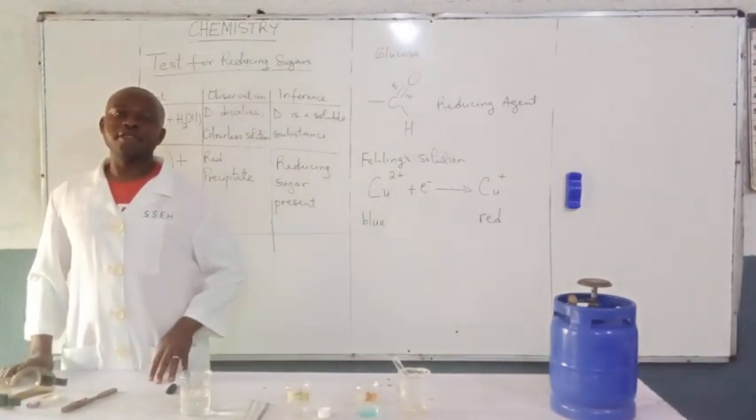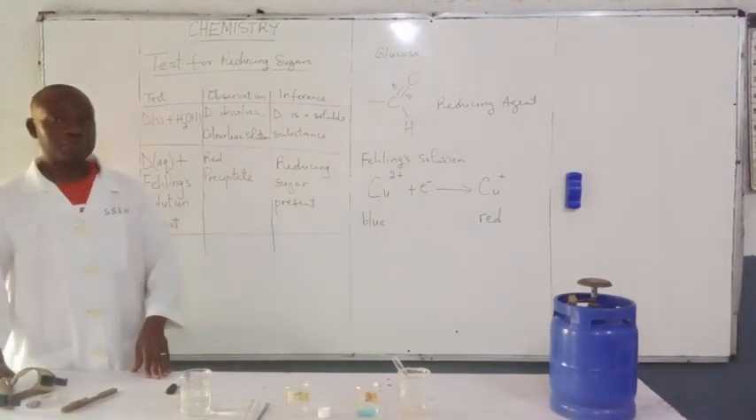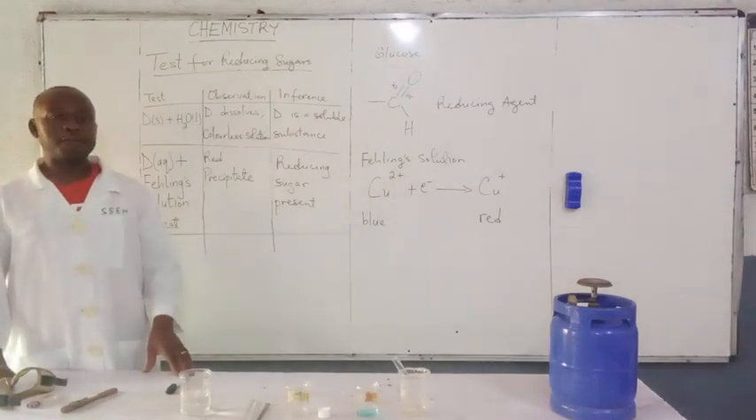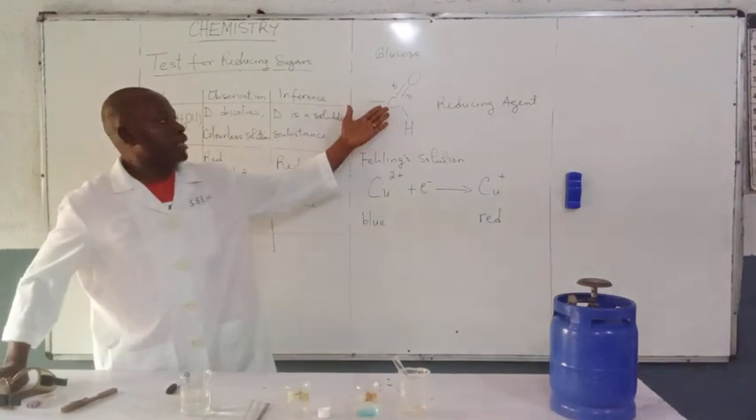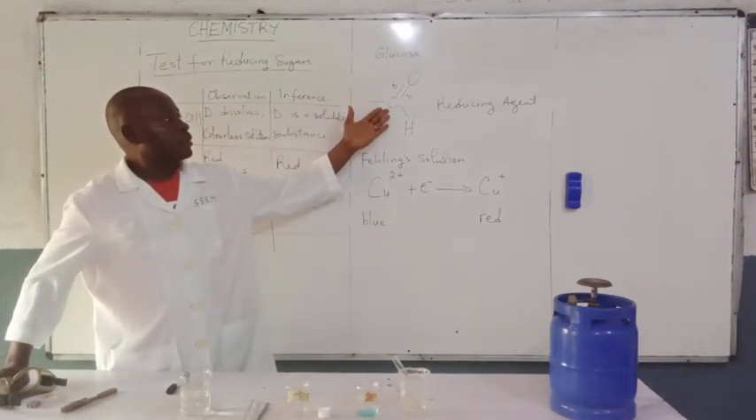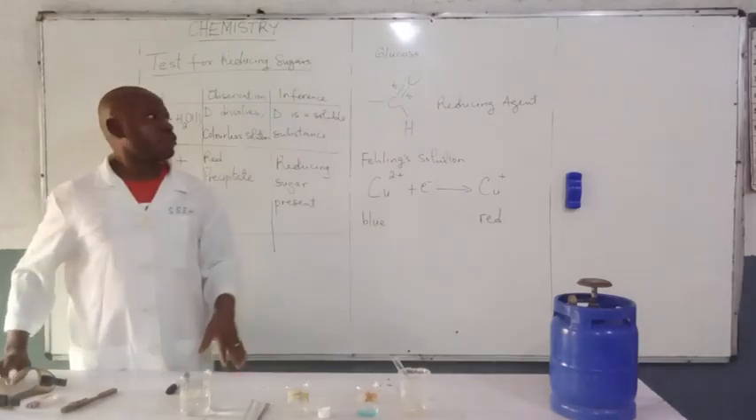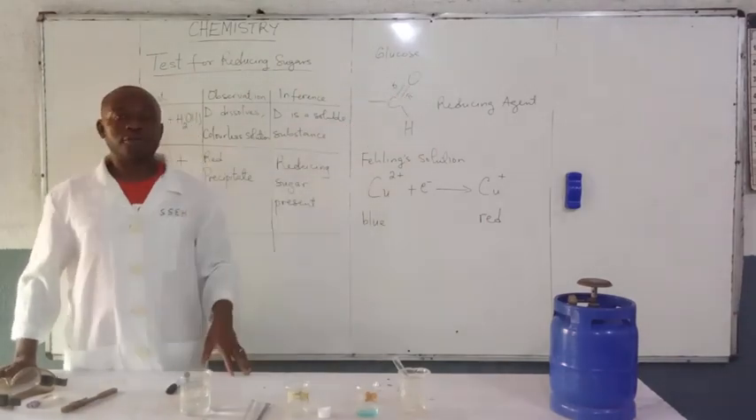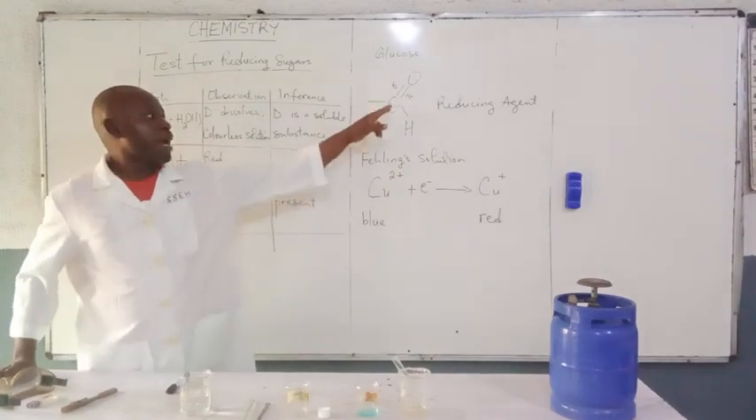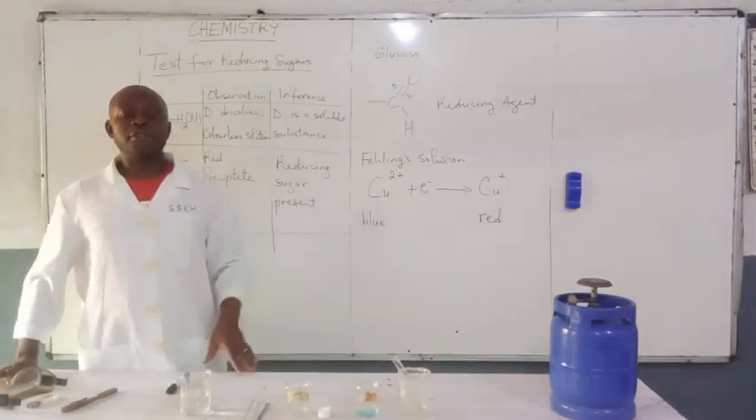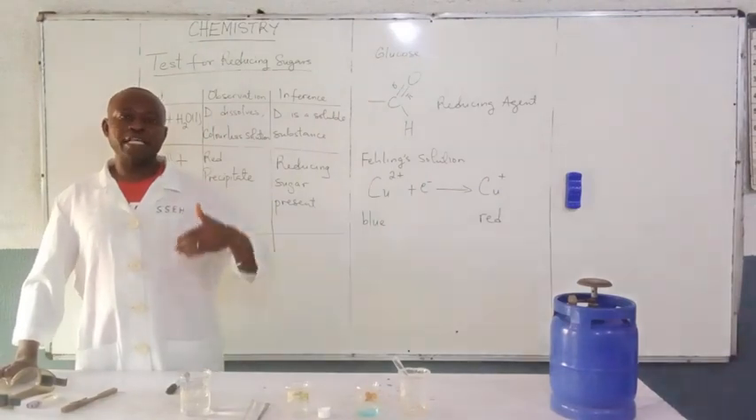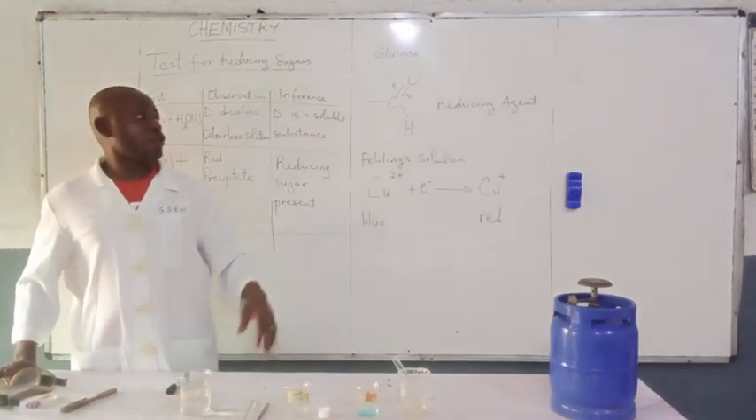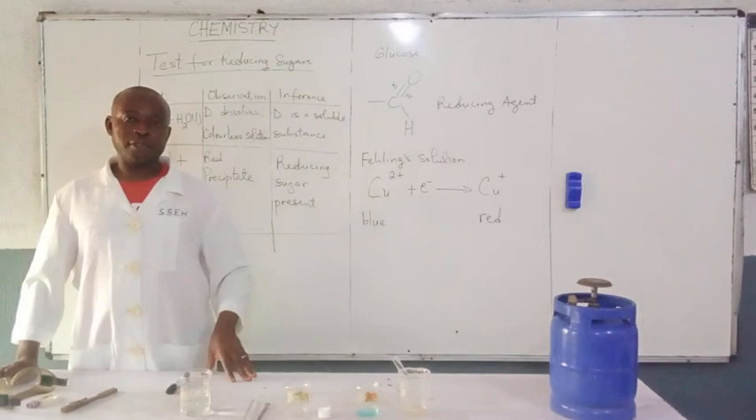A reducing sugar is a carbohydrate, a simple sugar, which has a carbonyl group like this, a carbon-oxygen double bond containing the sigma bond and a pi bond. As a result of containing a pi bond, the electrons are loosely held and can easily be donated to an oxidizing agent. That's an illustration of what a reducing sugar is.